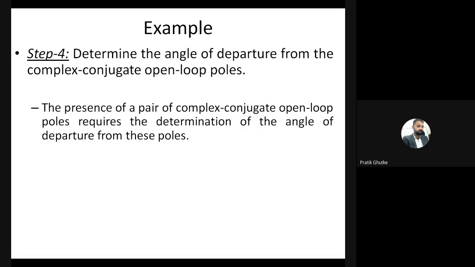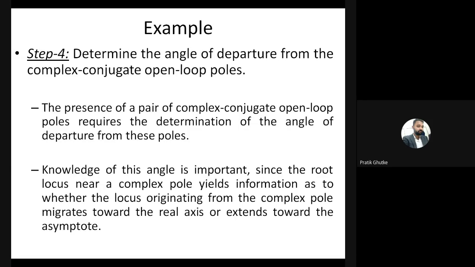With the presence of the pair of the complex conjugate open loop poles, we require the determination of the angle of departure for this pole. I have told you in previous class or previous numerical, in case of complex conjugate pole, there will be an angle of departure. Means it will not go from the x-axis, it will go from the complex conjugate poles, and with which angle it will go and meet at the y-axis, I have to calculate.